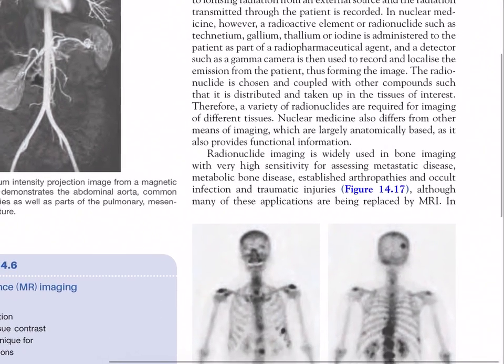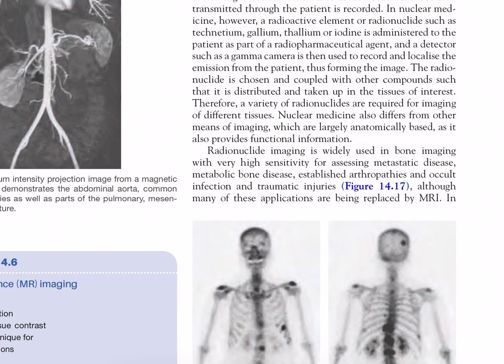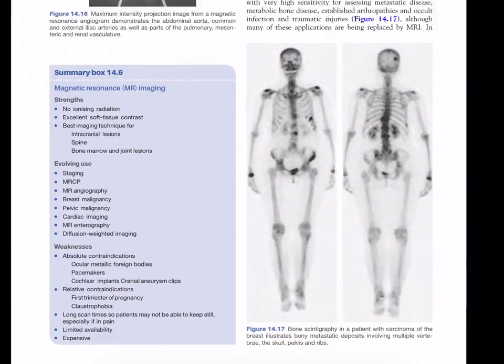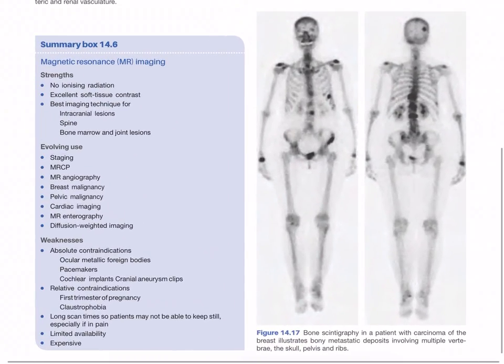Radionuclide imaging is widely used in bone imaging with very high sensitivity for assessing metastatic disease, metabolic bone disease, established arthritis, occult infection and traumatic injuries. You can see in 14.17 bone scintigraphy in a patient with carcinoma of breast illustrates bony metastatic deposits involving multiple vertebrae, the skull, pelvis and ribs.